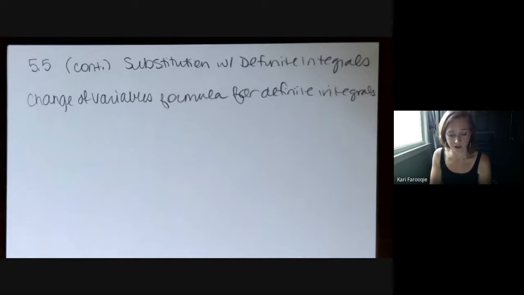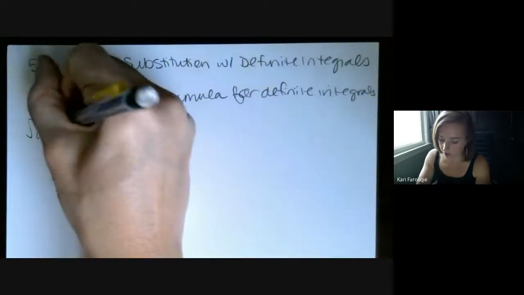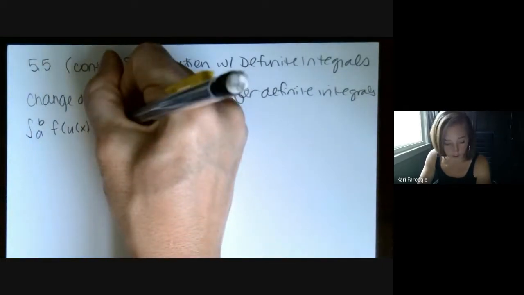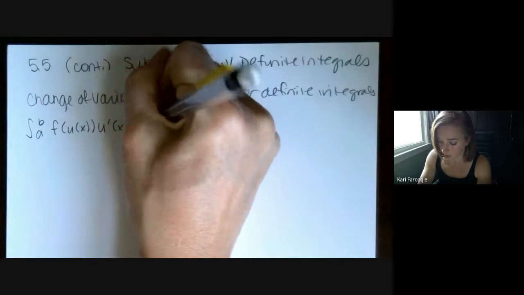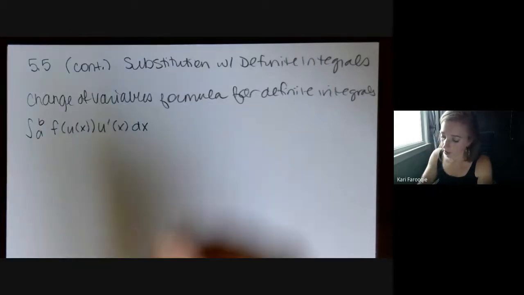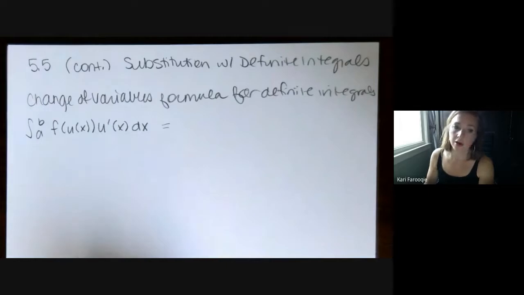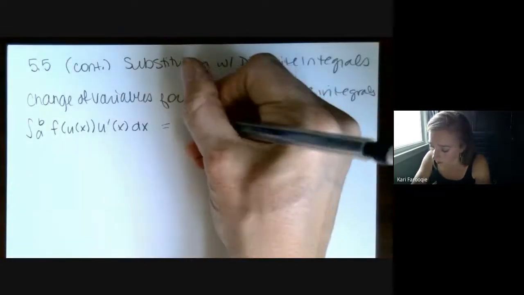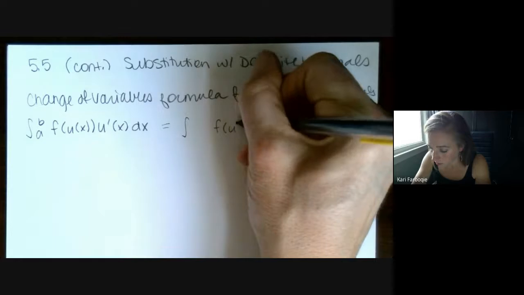Sorry, I forgot to do that before I started introducing this. All right, so let's say you're looking at a definite integral from a to b where you have some composite function f of u of x, and inside your integral you have a u prime of x dx. So this is a situation where you would use integration by substitution. What you're going to do in that case is, when you change your integral into a u integral, it's going to be of something like f of u du.